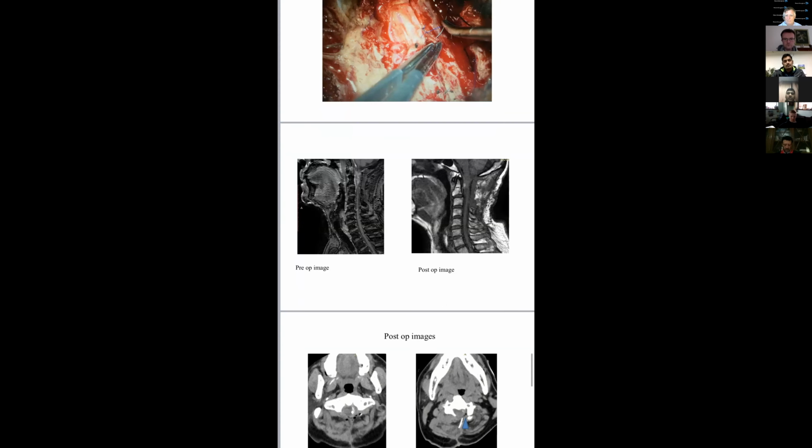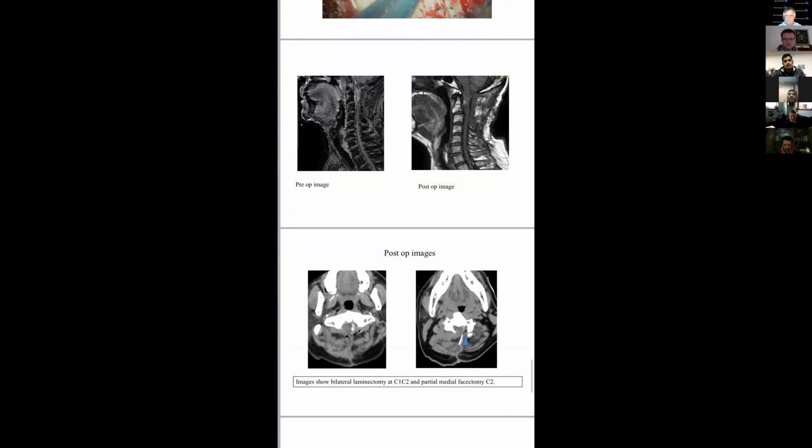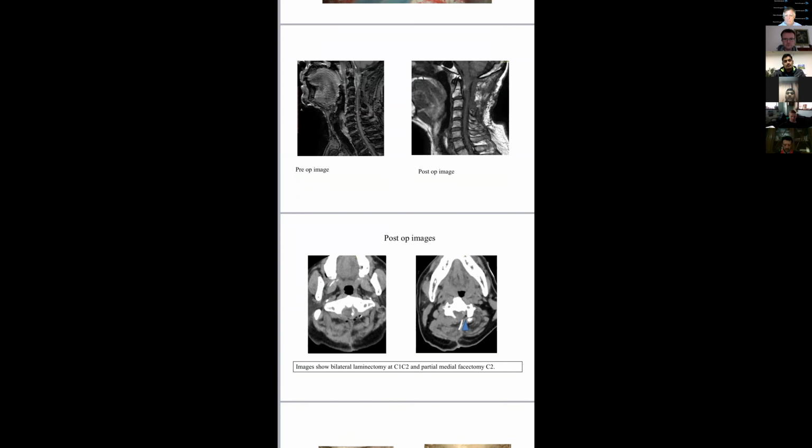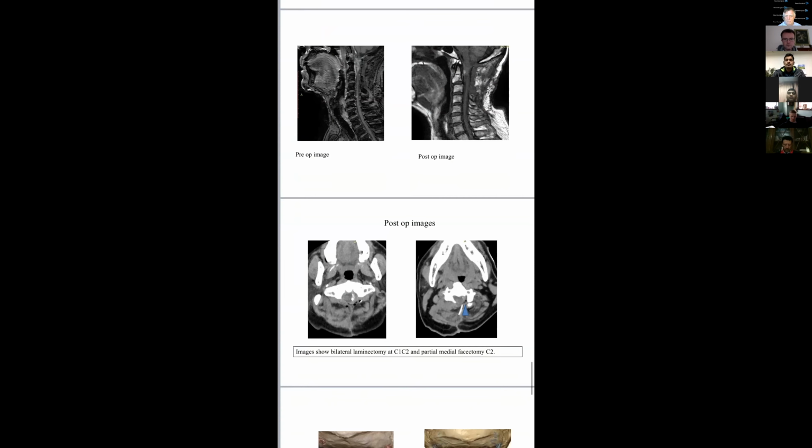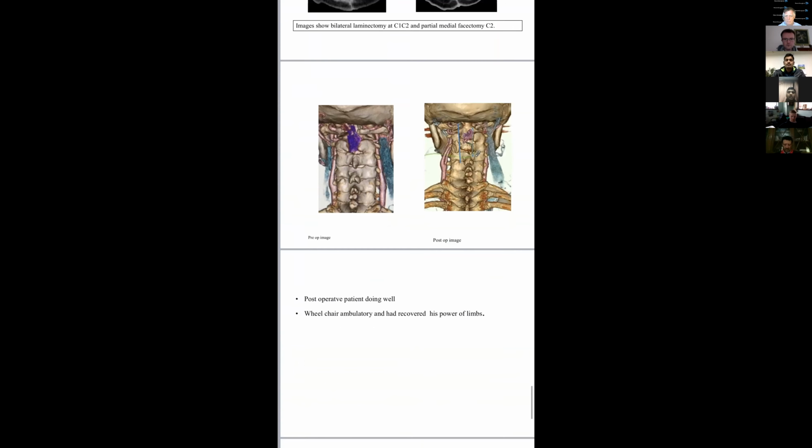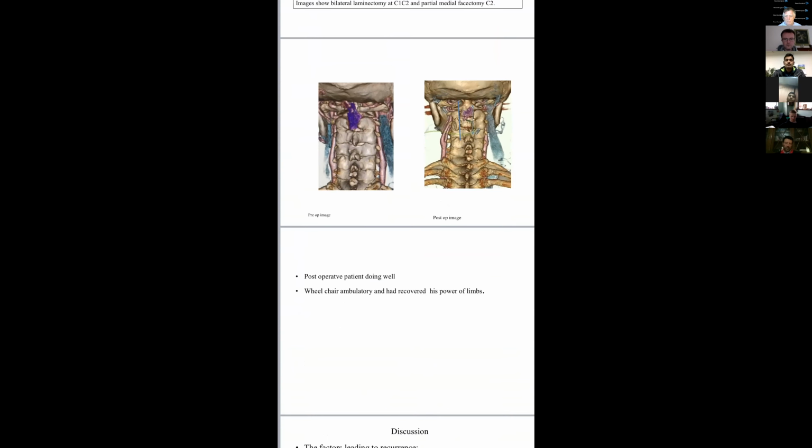In the post-op CT images, the C1 lateral is removed, and in the C2, bilateral laminectomy plus left side medial facetectomy is removed. That blue arrow is showing the medial facet removed. And then in that pre-op image, the blue area is the area of bone defect, and this post-op image shows the increase.